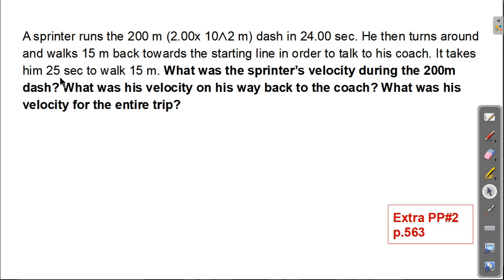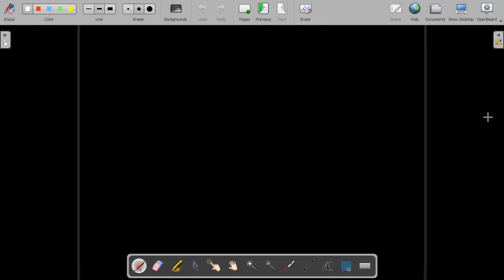It takes him 25 seconds to walk 15 meters. What was the sprinter's velocity during the 200 meters dash? What was his velocity on his way back to the coach? And what was his velocity for the entire trip? So 3 questions, 3 different questions. I'm going to draw it for you.